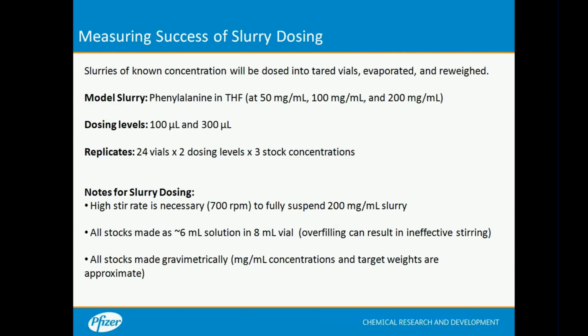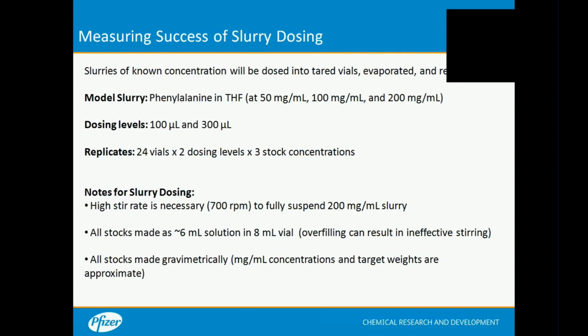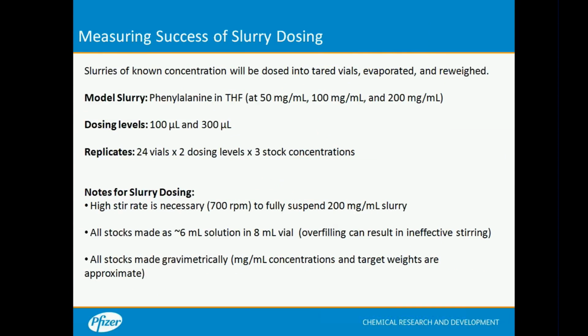And the other key for slurry dosing is that you have to limit the total volume, because we have sort of tall, skinny 8 ml vials, and the stirring is underneath. And so it's important not to overfill the vial so that you get effective stirring throughout the entire slurry and you don't get any layering effects. And one note for this study specifically is that all stocks were made gravimetrically, so all of the concentrations and target weights are approximate.